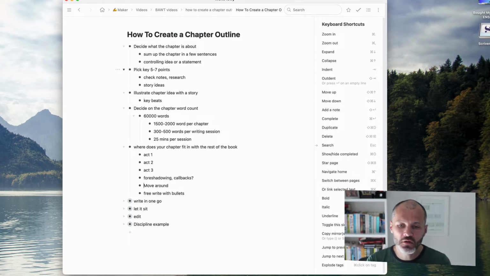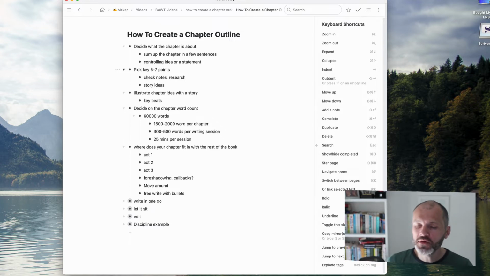And when you're doing all of this, don't forget to move around. So if you were to think of what I have on screen here as a chapter about how to write chapter outlines, I can move these bullet points up and down and figure out what's the best place to put them in the structure of this particular outline. And you should do the same with your chapter outlines.